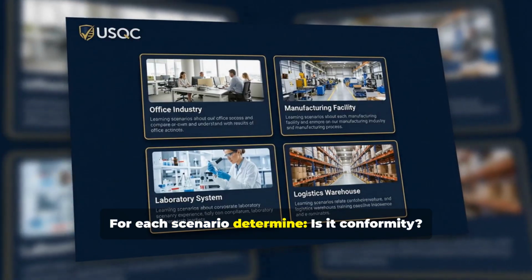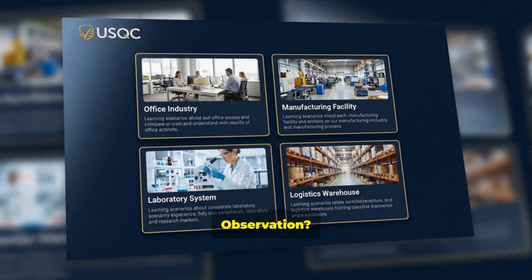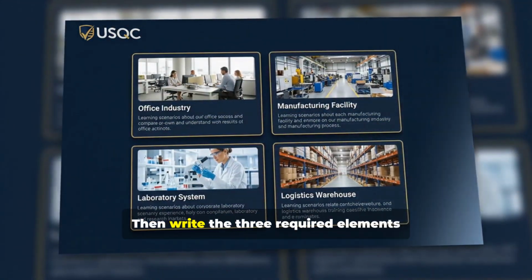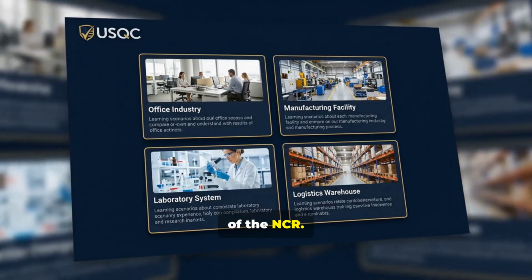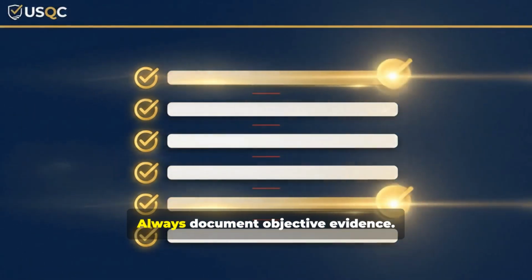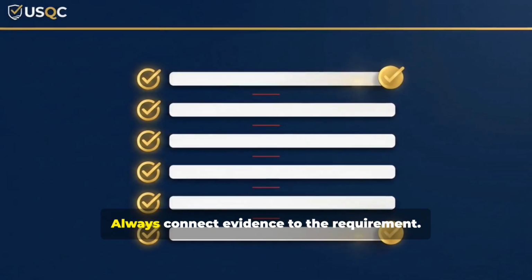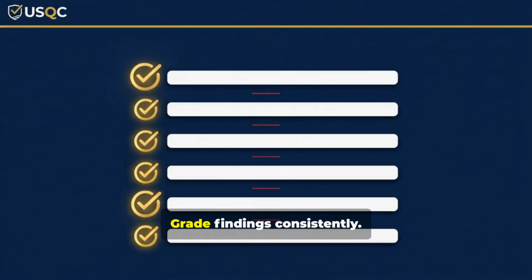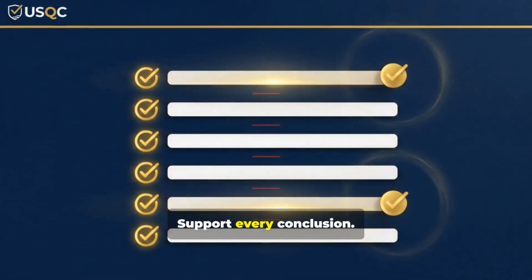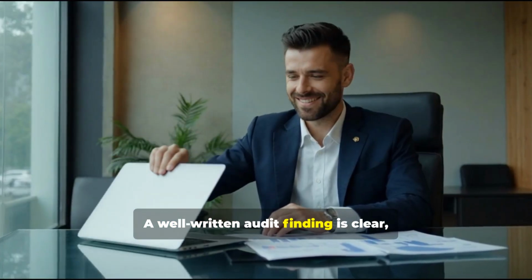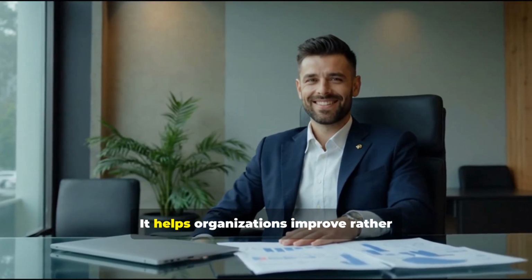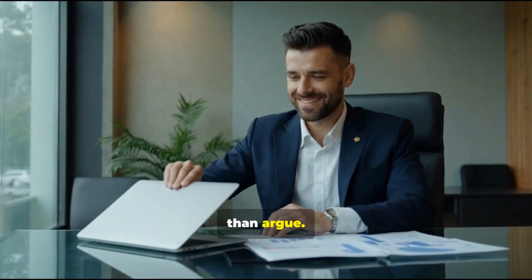For each scenario determine: is it conformity, observation, opportunity for improvement, minor, or major? Then write the 3 required elements of the NCR. Always identify the requirement. Always document objective evidence. Always connect evidence to the requirement. Focus on systems, not people. Grade findings consistently. Support every conclusion. A well-written audit finding is clear, factual, objective, and defensible. It helps organizations improve rather than argue.